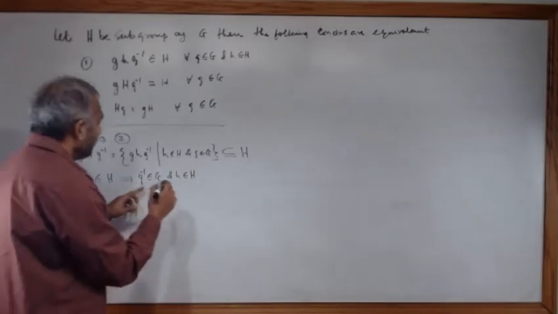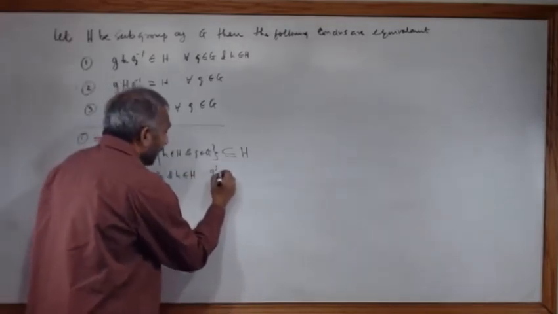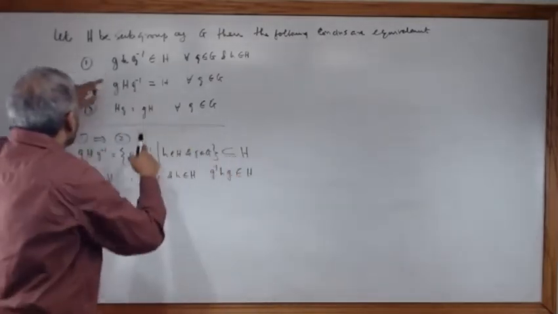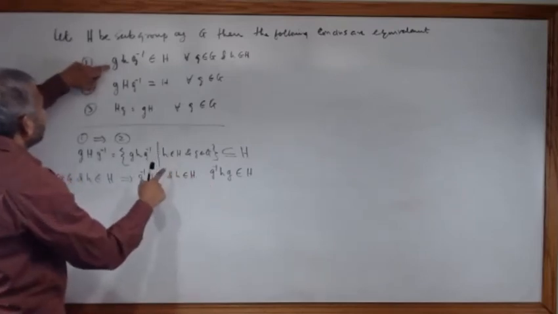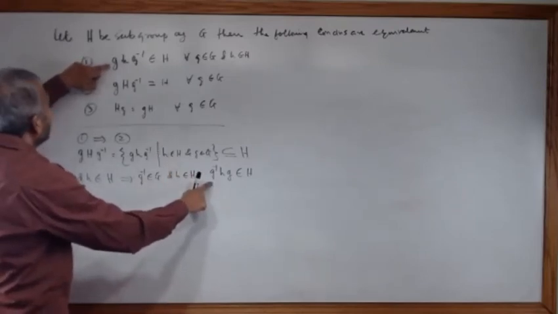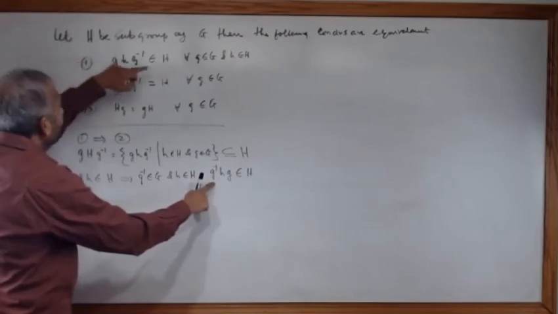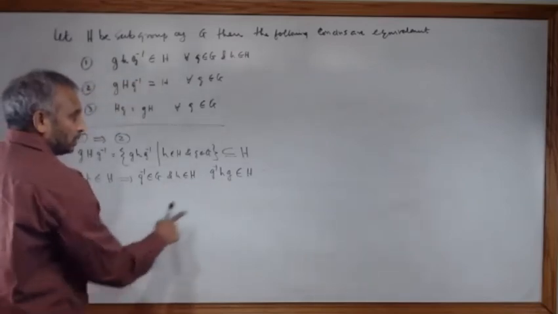And that means g inverse hg belongs to H with the condition. Because see, there is a difference between this and this. Here it is g, here it is g inverse. But if g is in G, then g inverse is also in G. So this is true.